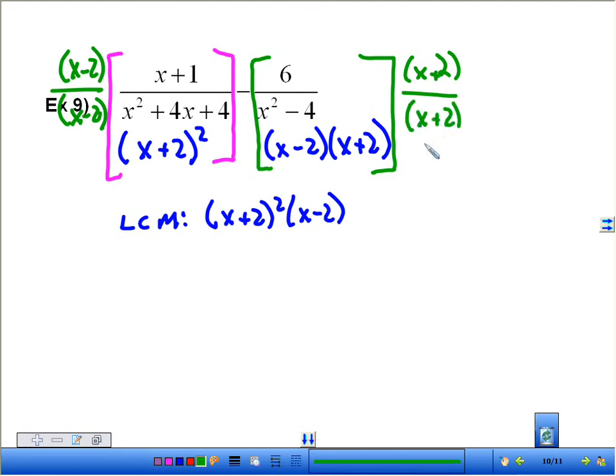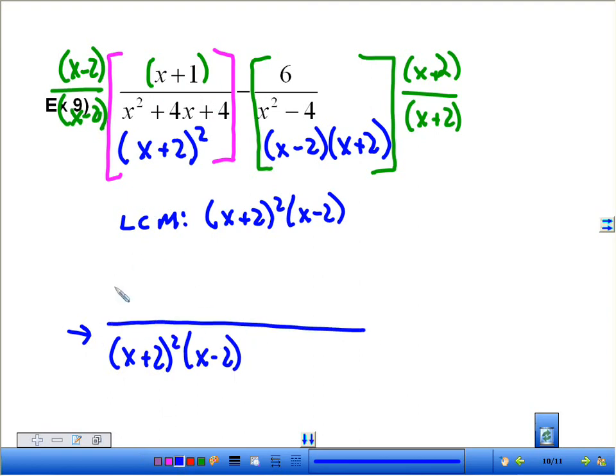Did you find that this one had something tricky in it? For one thing, this x minus 2 has to be FOILed with this x plus 1. So let's write the denominator one time. X plus 2 squared times x minus 2. We've got to multiply the top of the first one, x minus 2 times x plus 1. That's got to be FOILed. Then we have minus 6 times, the missing factor over here was the x plus 2.